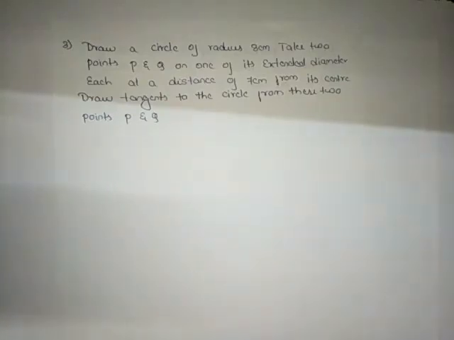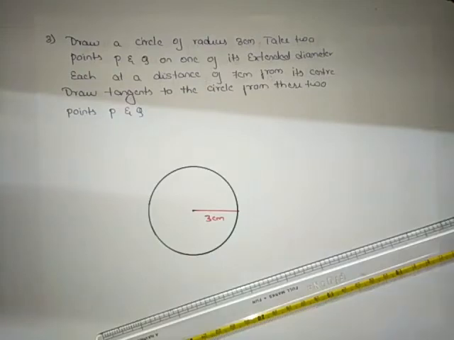Draw a circle of radius 3 cm. Take 2 points P and Q on one of its extended diameter, each at a distance of 7 cm from its center. Draw tangents to the circle from these 2 points P and Q. First we'll draw the circle of radius 3 cm. Here I have taken the circle of radius 3 cm.